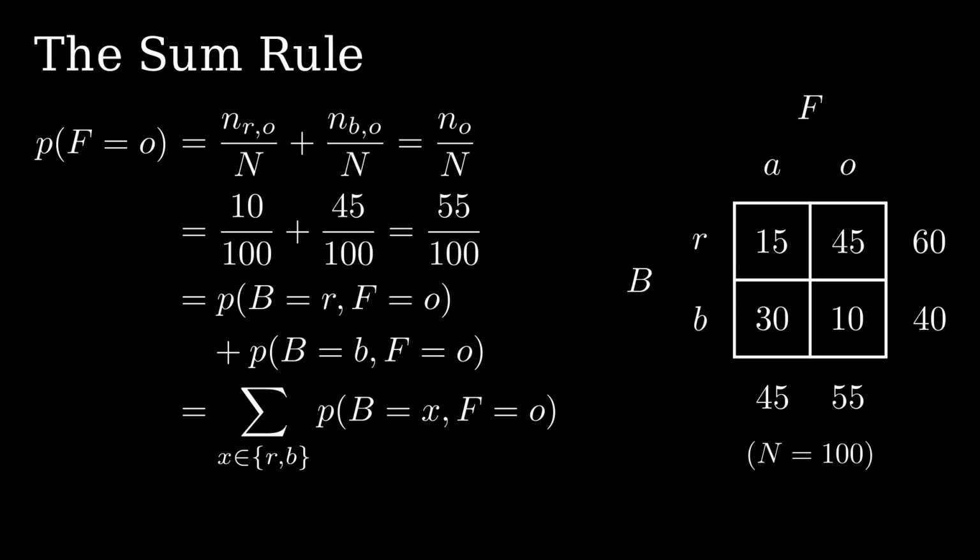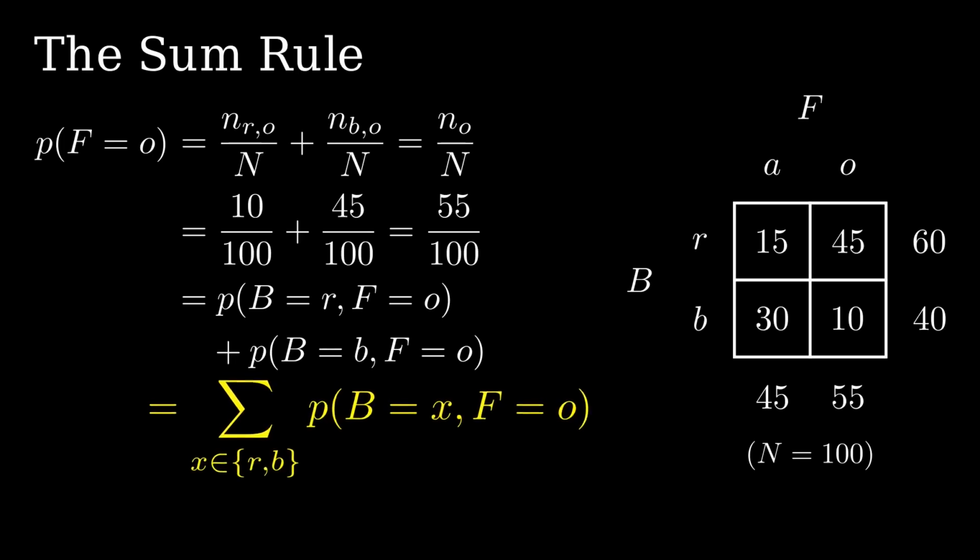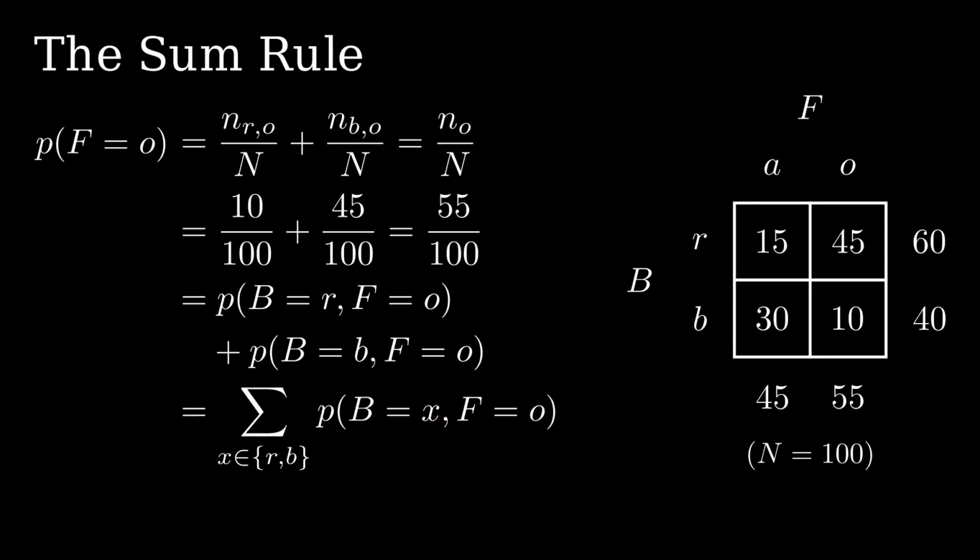The probability of a single outcome, regardless of other variables, is the sum of the joint probabilities over all values of the other variables.